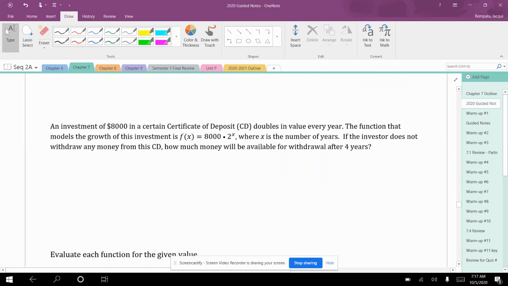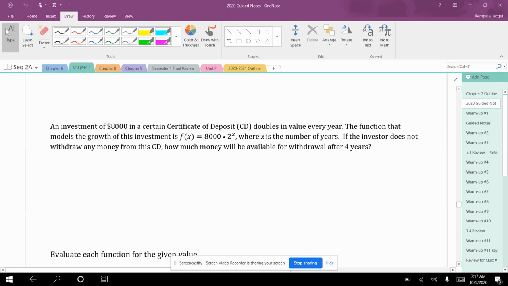So let's take a look at this example. It says an investment of $8,000 in a certain certificate of deposit, which is known as a CD, doubles in value every year. The function that models the growth of this investment is f of x equals 8,000 times 2 to the power of x, where x is the number of years. If the investor does not withdraw any money from this CD, how much money will be available for withdrawal after 4 years?